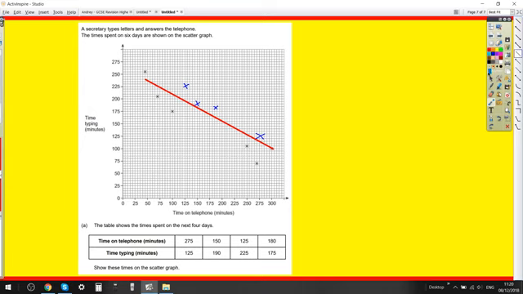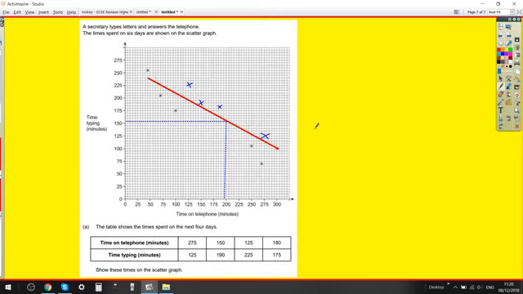Would it be 150? So 200 minutes on the telephone. Oh, this thing won't let me. Okay, that's as best as I can get. And it looks like approximately 150. And you try to do it as exactly as possible. That's 150 minutes.